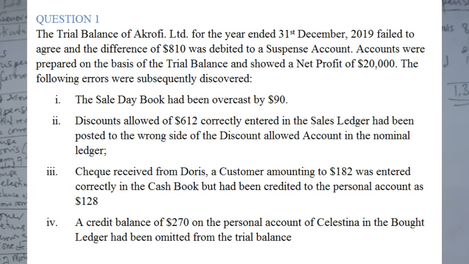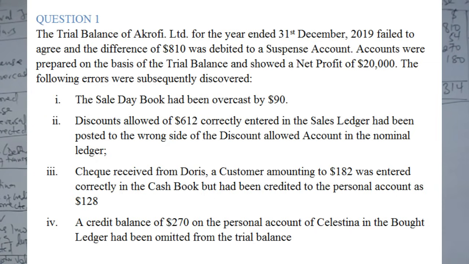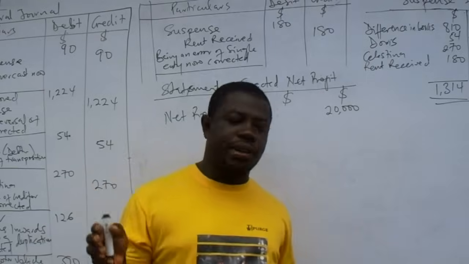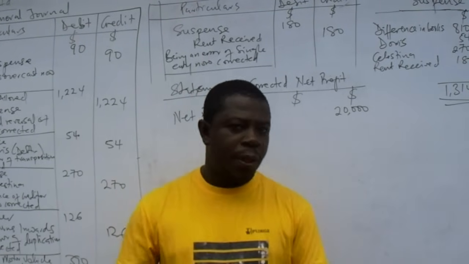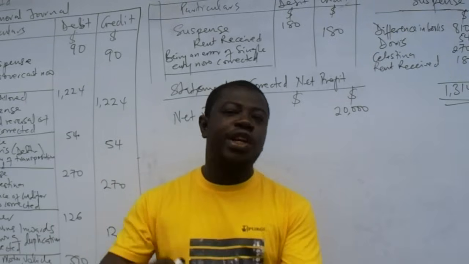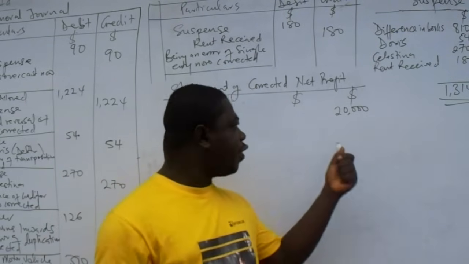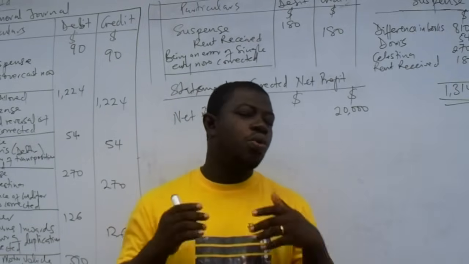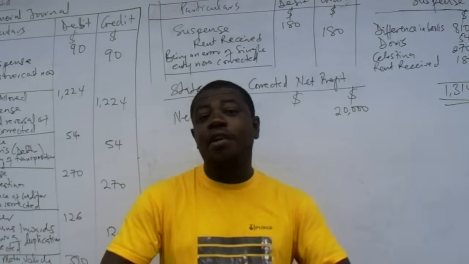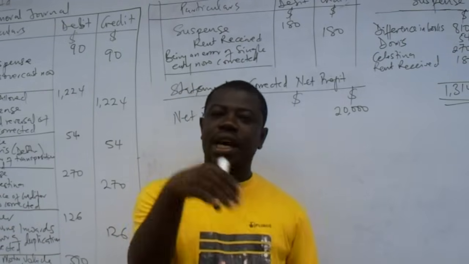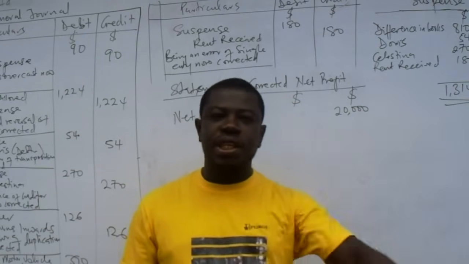Check received from Doris, a customer, amounting to $182, was entered correctly in the cash book, but had been entered to the personal account as $128. Now, this involves the cash book, and then the error mainly involves the customer. Now, the customer's account is a debtor's account. Debtor's balances are recorded on the statement of financial position. Profit is reported on the income statement. So, whatever affects the statement of financial position does not affect profit. And so, this error has no effect on profit, because the balance of that account will not be used in the calculation of profit.